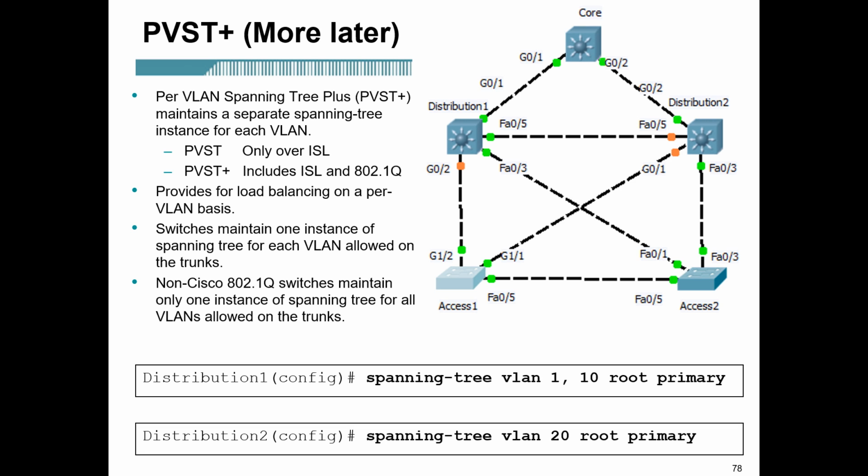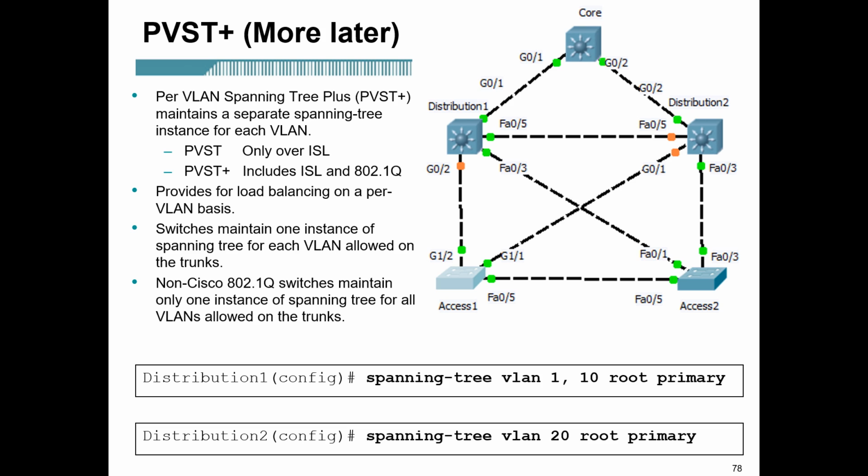So now let's talk about our per VLAN spanning tree plus. This maintains a separate spanning tree instance on each VLAN. PVST normally is only done over ISL, while PVST plus includes ISL and 802.1Q. So this provides for load balancing on a per VLAN basis. Switches maintain one instance of STP for each VLAN on that trunk. Non-Cisco 802.1Q switches maintain only one instance of spanning tree for all VLANs.